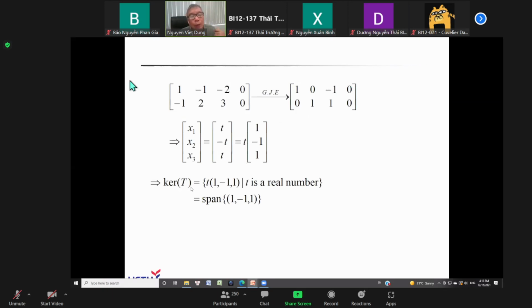So the kernel of T is the set t times (1, -1, 1), where t is a real number. So we can say that the kernel of T is spanned by one vector, that is this vector.